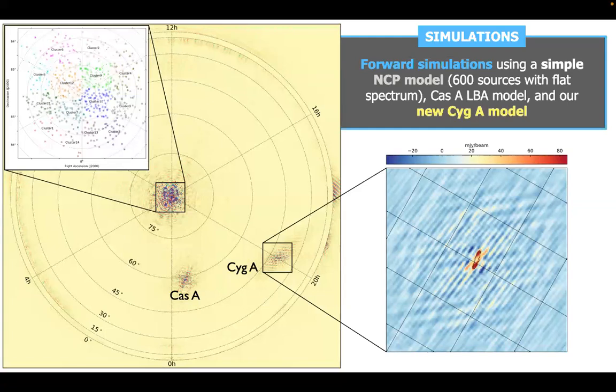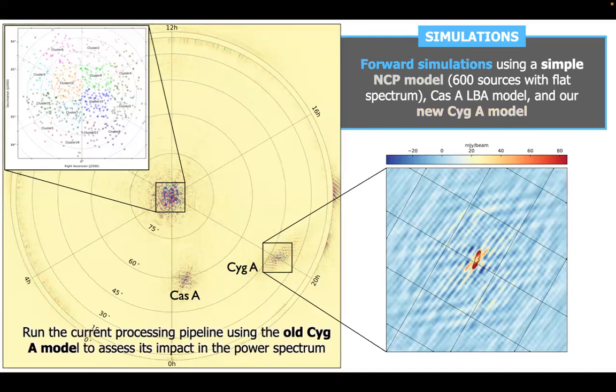And here you see that it's quite different from before because we have the primary beam applied. And then we have this shape also because it's quite far from the phase center of the field. And then we apply the current processing pipeline using the old Cygnus A model. So we want to see, assuming that the new Cygnus A model is the real sky, how the old model behaves compared to it.